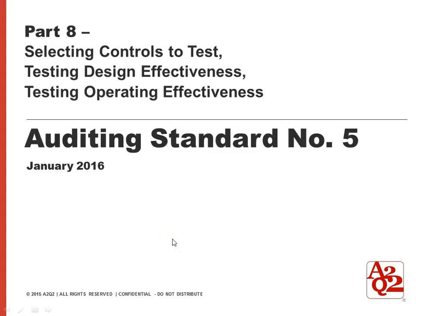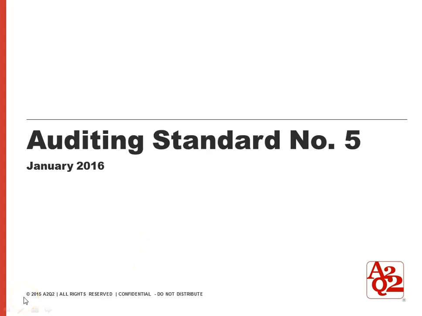Welcome to Part 8 of Auditing Standards number 5. Because Auditing Standards 5 has over 100 pages, I've broken it into smaller sections. This Cliff Note version is on selecting controls to test, testing design effectiveness, and testing operating effectiveness. This training gives context to SOX 404 requirements.